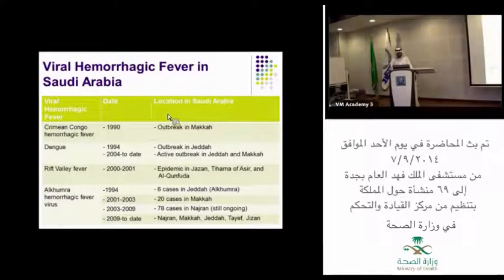These are the viral hemorrhagic fevers that have been diagnosed in Saudi Arabia. The Congo-Crimean caused an outbreak in 1990 in Mecca. Dengue was diagnosed first in 1994 and has since been causing a lot of infections, in particular in Jeddah and Mecca. The Mecca one was discovered when we were in Hajj back in 2004, and we're still having transmission of this infection in Mecca.